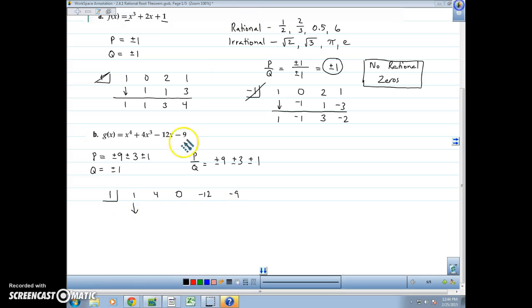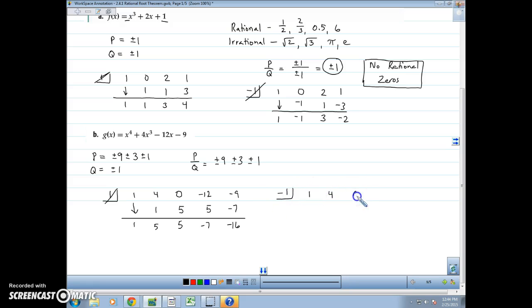So we're going to bring down the 1. 1 times 1 is 1, plus 4 is 5, times 1 is 5, plus 0 is 5, times 1 is 5, plus negative 12 is negative 7, times 1 is negative 7, we get negative 16. So the 1 didn't work. Let's try negative 1.